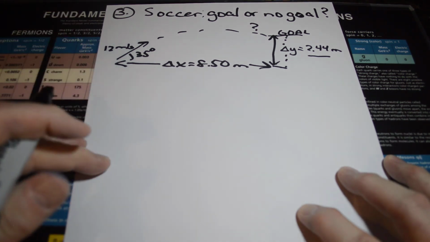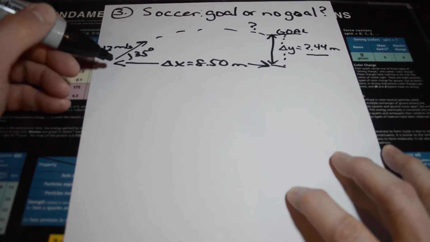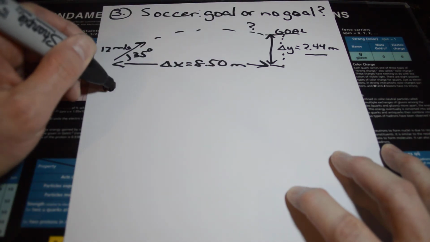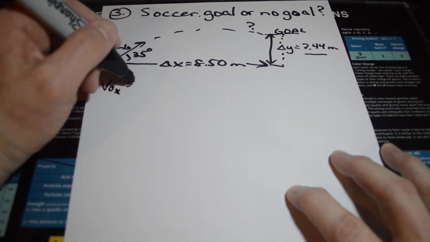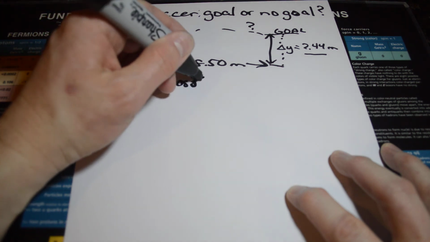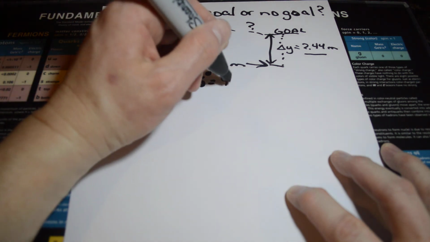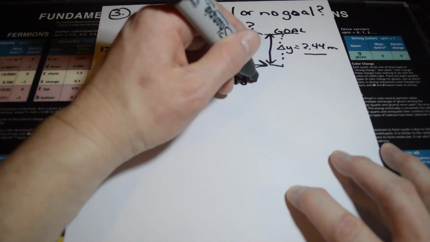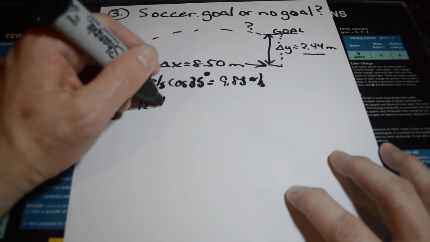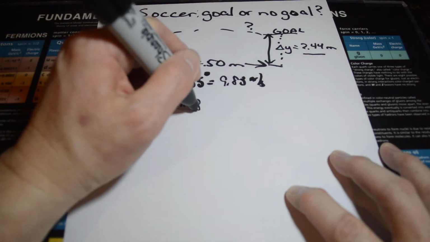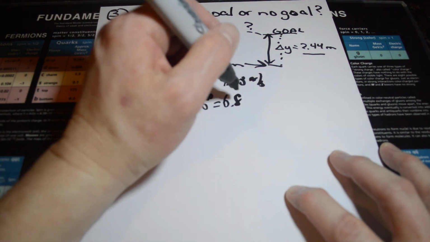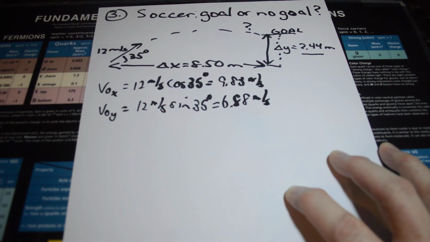Okay. Again, let me get that down. Sorry if that wasn't completely in the picture. Trying to find out whether or not this soccer goal is good. Here, I need to find the x and y components. This is going to be 12 cosine of the angle, 35 degrees. If you do that, I got 9.83 meters per second. And then the y component is 12 meters per second sine 35. And that's 6.88 meters per second. Okay?